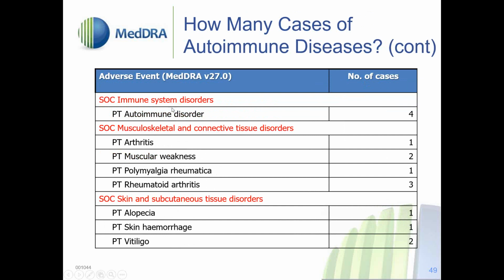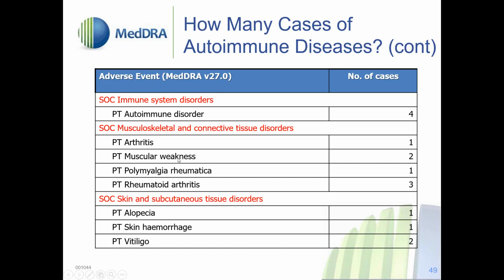Here we have one PT that really resides in SOC immune system disorders. It's autoimmune disorder, which does not contain any information about the affected site. That's why it's only grouped under immune system disorders.